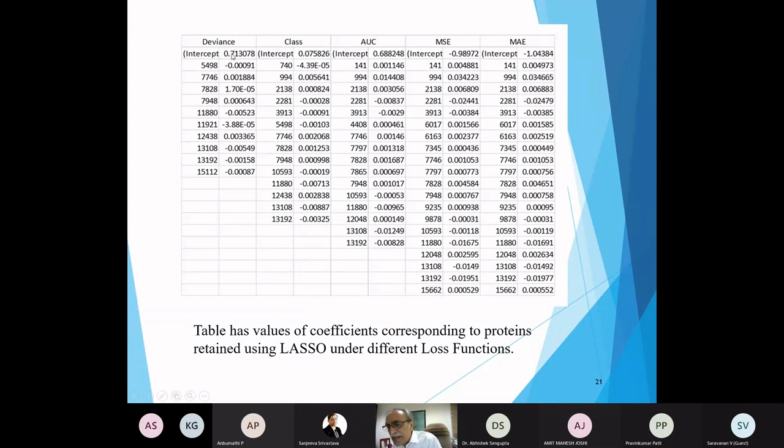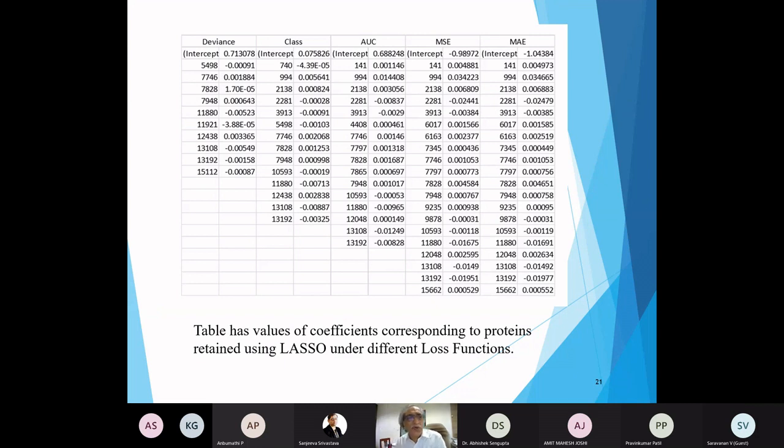So my model is log of pi(x) over 1 minus pi(x) is equal to a constant, plus this coefficient times this protein, plus this coefficient times this protein, plus this coefficient times this protein, and so on. So how many proteins have I got in the model? 1, 2, 3, 4, 5, 6, 7, 8, 9, 10. So the dimension from 19,200 has been reduced to dimension 10.